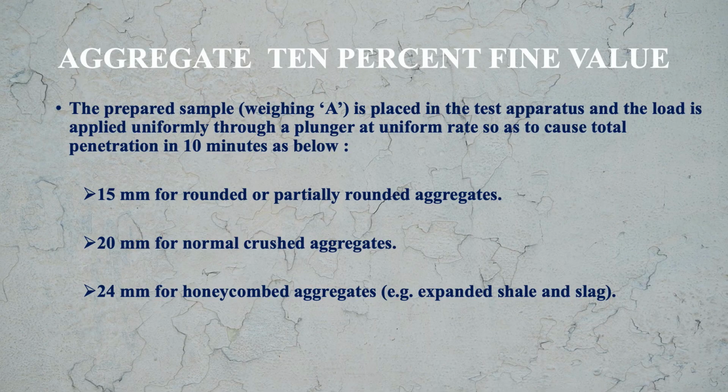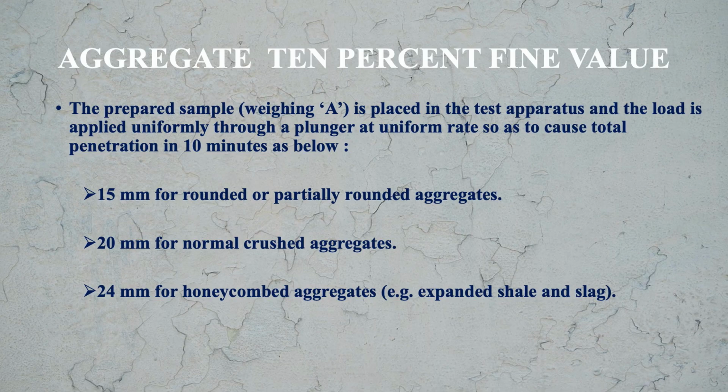In case of aggregate crushing value, the rate of loading was important. Here, the penetration is prescribed, and that is to be done in 10 minutes, again as we did the loading in 10 minutes in aggregate crushing value. But here penetration is specified. What is this penetration? 15 mm for rounded and partially rounded aggregates in 10 minutes.